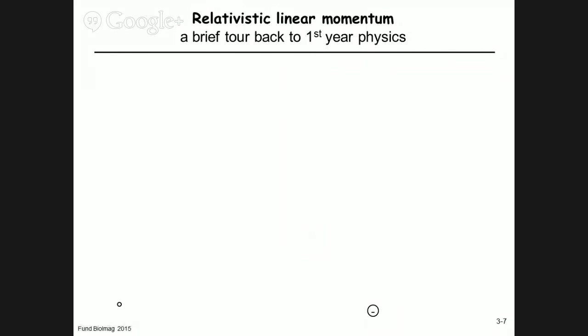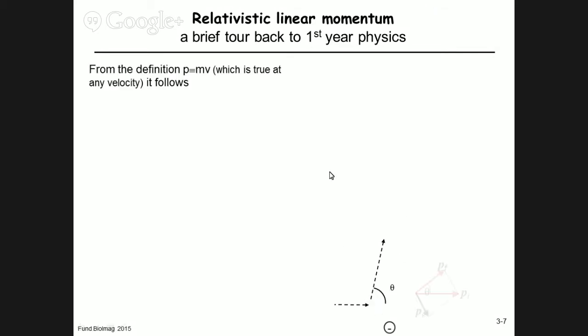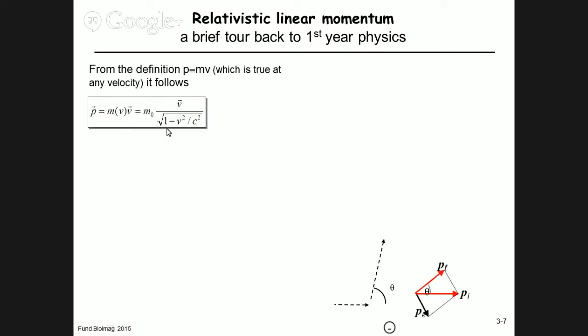Now I want to derive some important relationships that we're going to use in the subsequent lectures. So we'll do a brief tour back to first-year physics. Here's the photon, here's the electron. The photon makes a collision with the electron and is deviated by the angle theta. The electron gains some energy. We have the definition of linear momentum, the relativistic definition we will use here. It's mass times velocity, and for mass we use the relativistic mass.